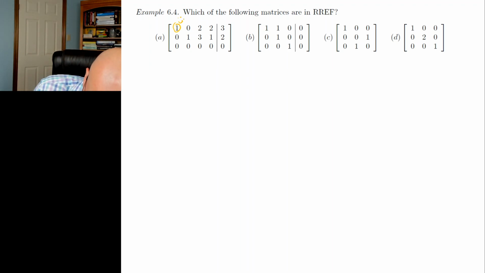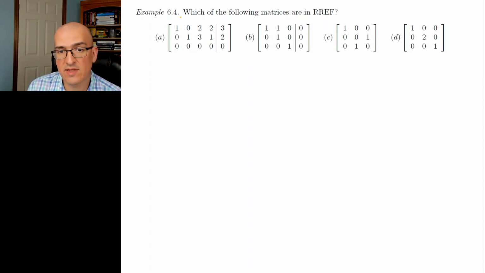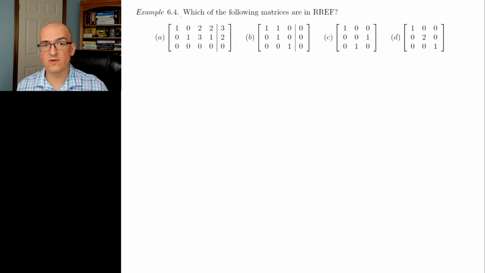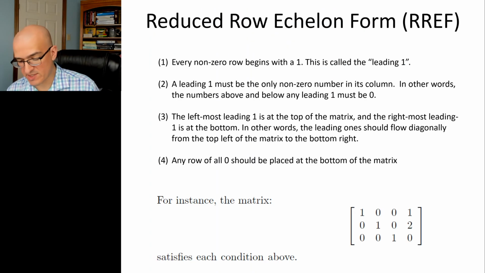So happy leading one, happy leading one. And there is no other leading one inside that third row. That's okay. It's a row of all zeros and it's at the bottom. Those other numbers that are there, we can't do anything about them. We can't get rid of the 2, 2 and the 3, 1 without creating unhappy leading ones. This matrix meets all the criteria.